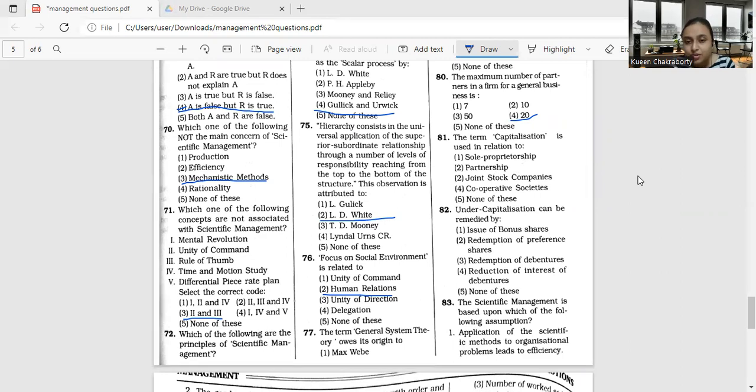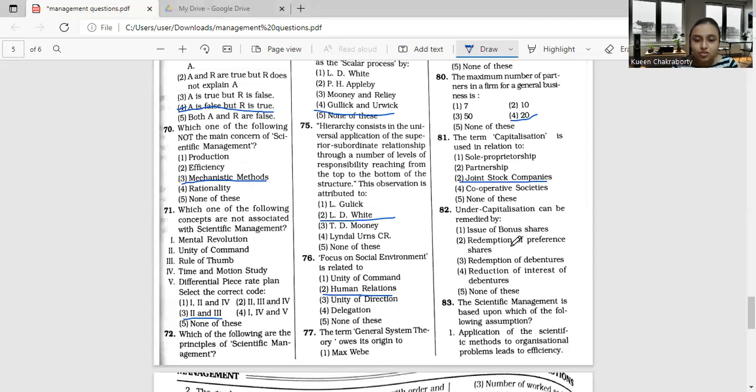According to question number 81, the term capitalization is used in relation to sole proprietorship, partnership, joint stock companies, cooperative societies, or none of these. Which will be the correct answer? Basically, an important method of assessing the market standing of joint stock companies is market capitalization. So accordingly, joint stock companies will be the correct answer. This is in relation to joint stock companies.